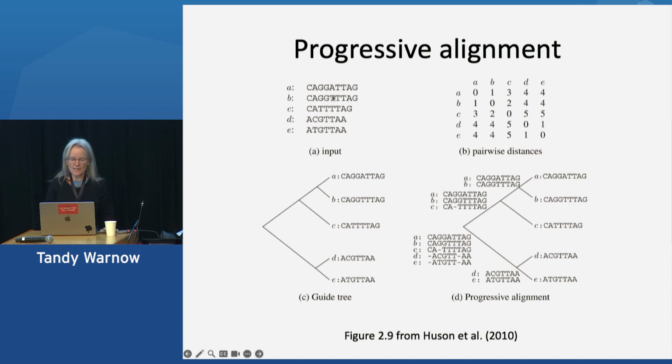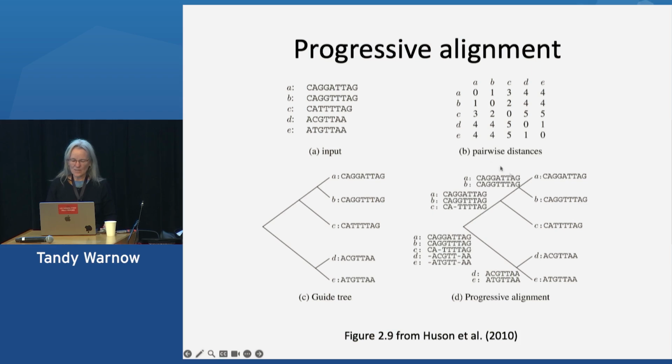You have an input set of sequences. You get pairwise distances in this case. The pairwise distances could be just the best pairwise alignment you can get, and then you just compute the edit distance. From that, you get a tree. From the tree, you now put the sequences at the leaves of the tree based upon the pairwise distances, and you merge the pairs into an alignment.